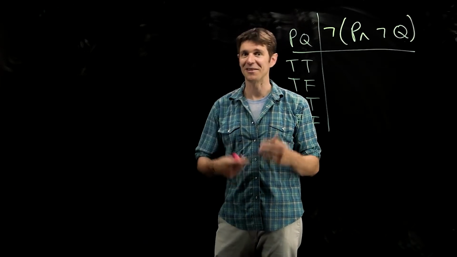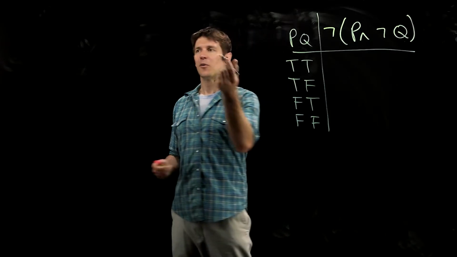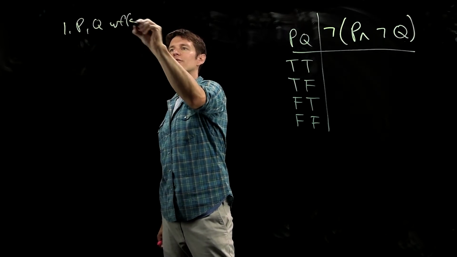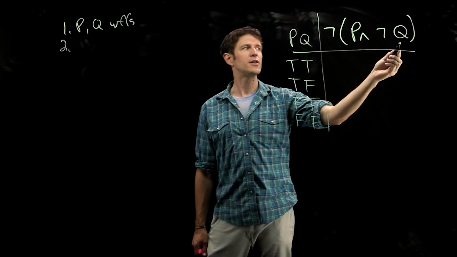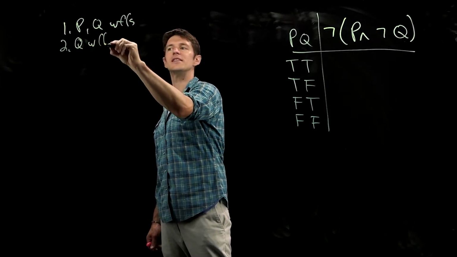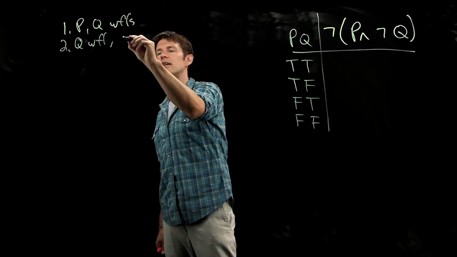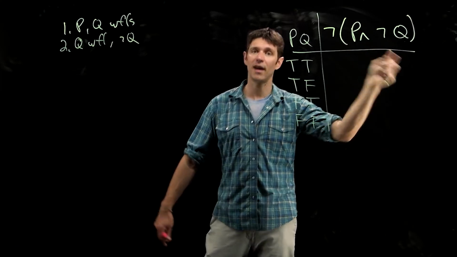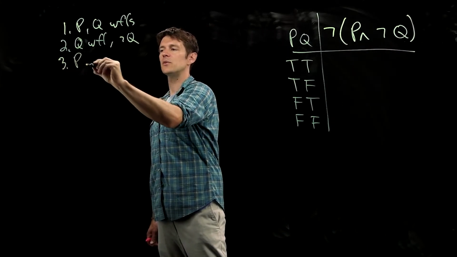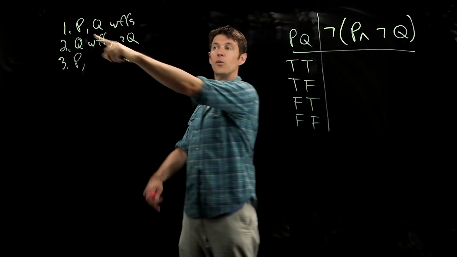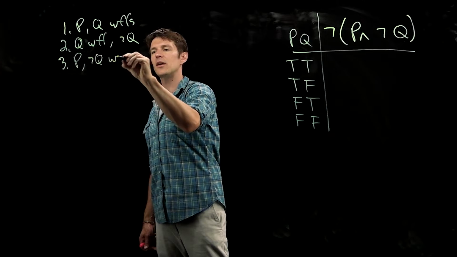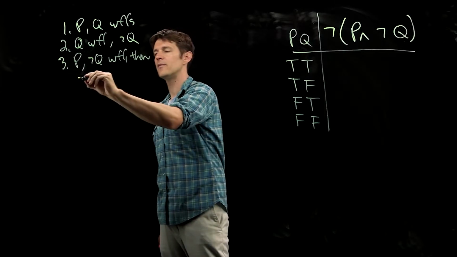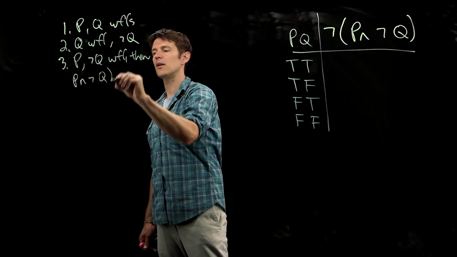Okay, hopefully you paused it and you're back and ready to check your answer. I'm going to go ahead and construct this formula. What I would start by doing is saying P and Q are well-formed formulas. Then I would say, well, if Q is a well-formed formula, which I have established it is from line 1, then it would follow that not Q is a well-formed formula. Then I would say, well, since P is a well-formed formula, which I've shown from line 1 over here, and not Q is a well-formed formula, then their conjunction would be a well-formed formula. So then P and not Q is a well-formed formula.